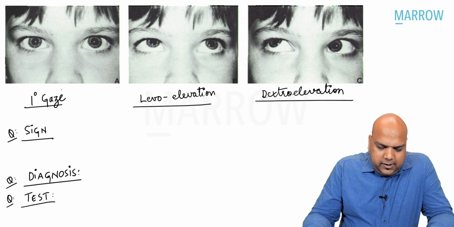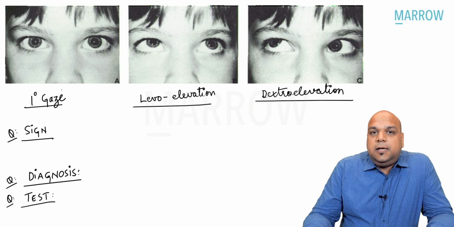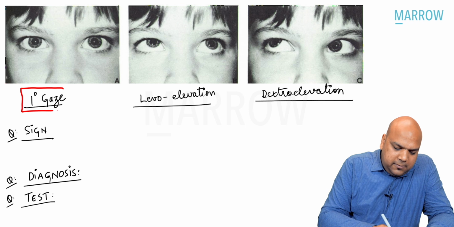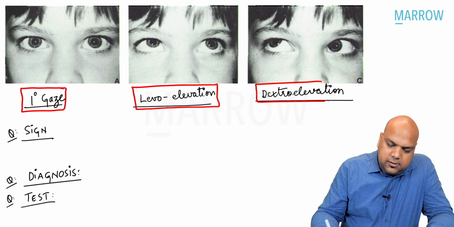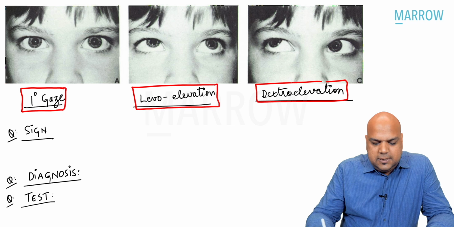Okay, we have entered squint territory. So we have been given three images of the same child. This is the primary gaze. This is levo elevation. Levo means left, dextro elevation. Dextro means right. So three images have been given.